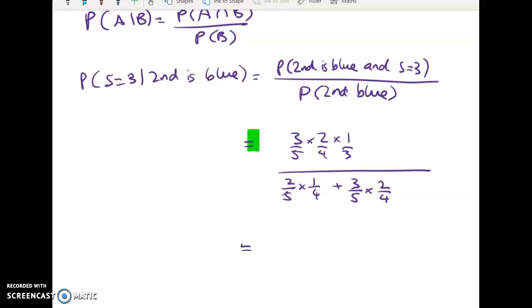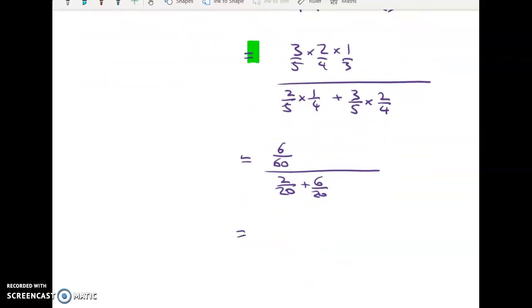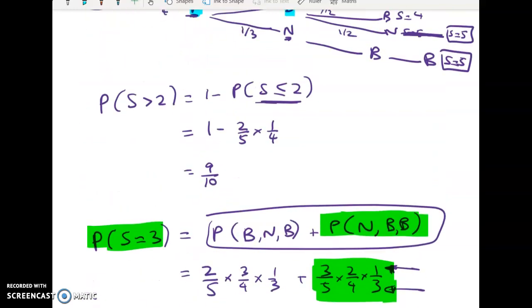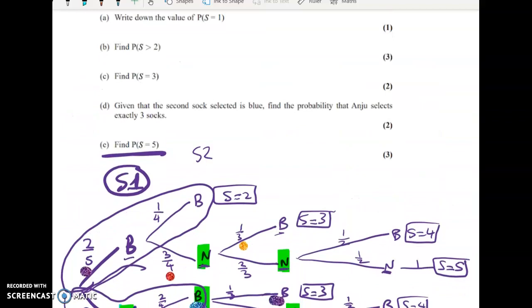So what does all of that give me? Well, I get 6 over 60 divided by 2/20 plus 6/20. This is probably the trickiest of these questions. So I could simplify now, but I'm just going to do it the slow way. So it's 6/60 times 20 over 8, right? So dividing by 8/20 is the same as multiplying by that fraction. Simplifying this gives me 1 here and 3 here and 3 here and 4 here, which gives me a probability of 1/4.